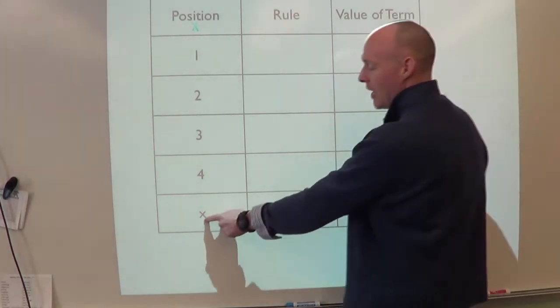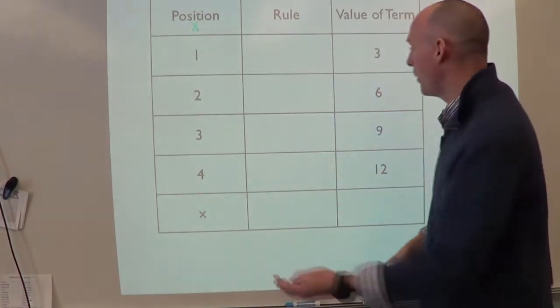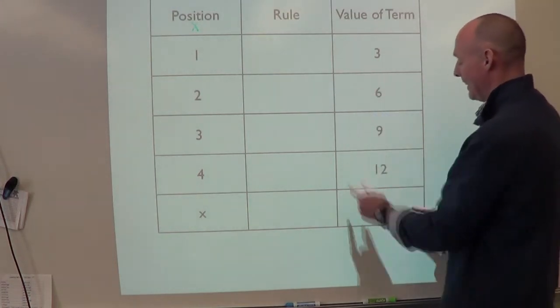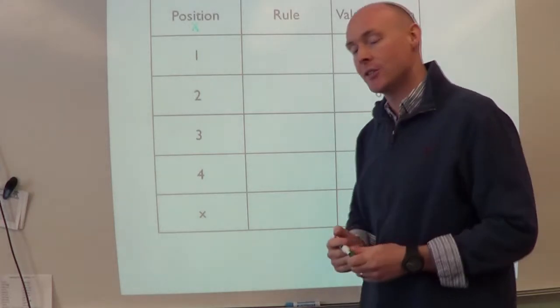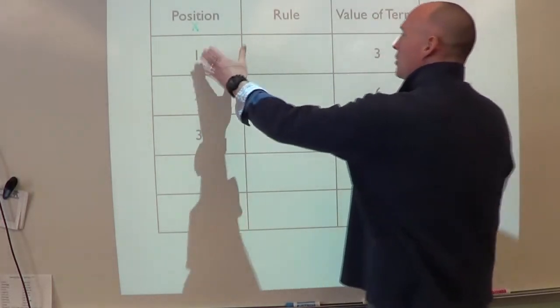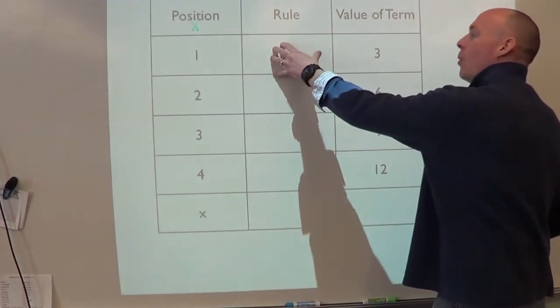Notice that down here is an X. That's what we're going to have to solve for. And down here, my last value of the term is empty. We're also going to have to figure out what that is. So first thing I need to do is look at my rule. We don't know what it is.